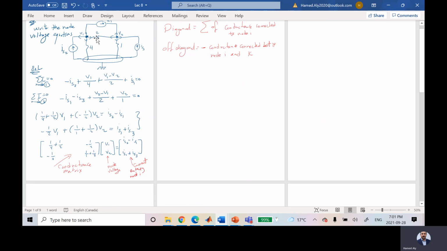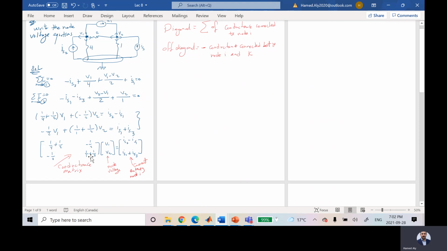The conductance of 2 is 1/2. The conductance of this guy will be 1/4. So he said 1/4 plus 1/2. This is the diagonal element. And what about this guy? It's talking about node 2, because in the matrix it is A22. A11 is talking about node 1. A22 is talking about node 2. So for node 2, yes, these two are connected to node 2. What is the conductance of this guy? It's 1/2. What is the conductance of this guy? It's 1/1. So I wrote here 1/1 plus 1/2.